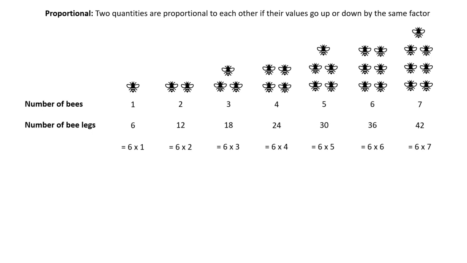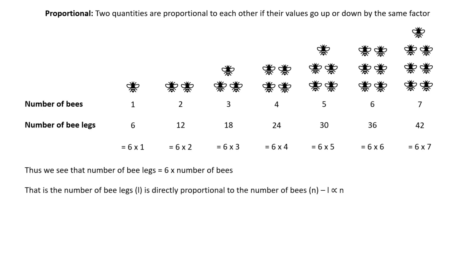So this relationship between the number of bees and the number of bee legs exists, and you can see that relationship building from here. That is 6 into the number of bees. So the number of bee legs is equal to 6 into the number of bees. Okay, so that means the number of bee legs is directly proportional to the number of bees. So if you have the number of bee legs as L and the number of bees as N, then L is directly proportional to N, which means that when N goes up, the L also goes up by a particular factor, right?